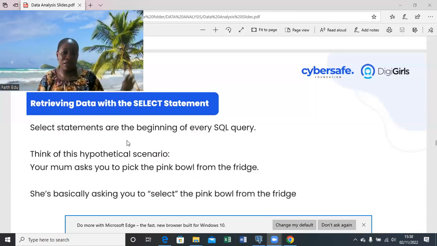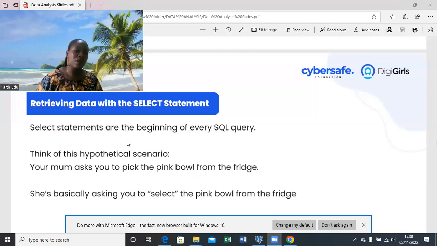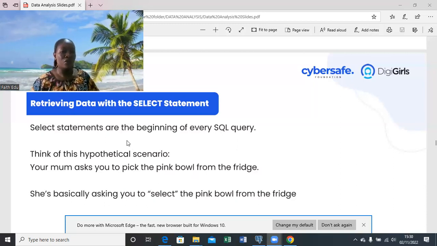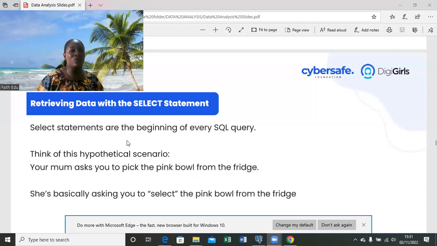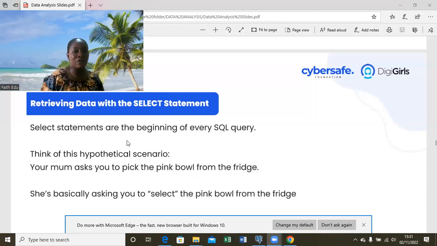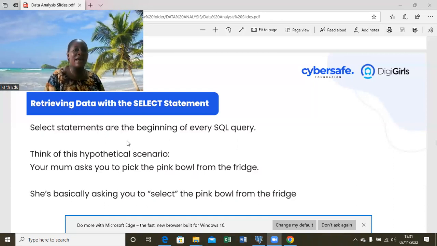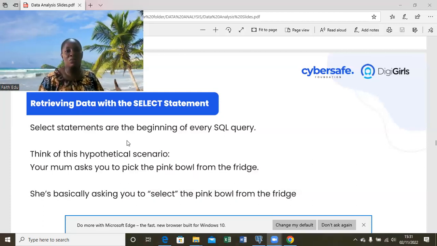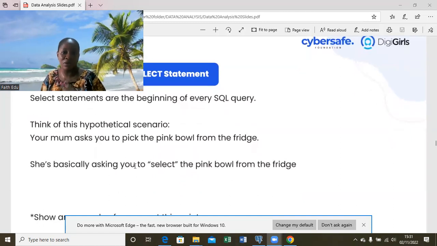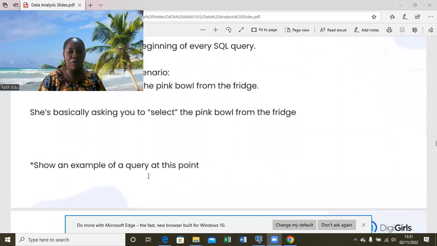So think of this hypothetical scenario. Your mom asks you to pick the pinball from the fridge. So your mom is basically asking you to select the pinball. That means there are several types of balls, probably different colors of balls, in the fridge. She's practically asking you to select from amongst the diverse types of balls in the fridge the pinball. So it's more or less like giving a command. So take note, the SELECT statement is at the beginning of every SQL query.